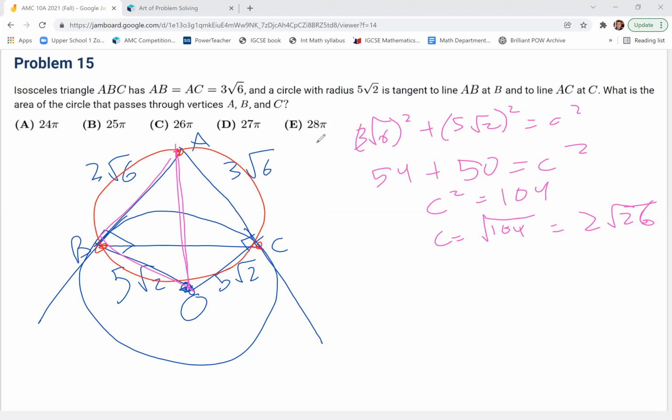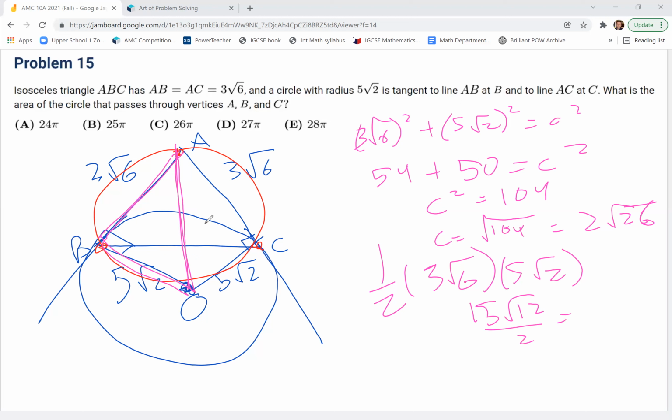Now, I can also find the area of triangle ABO. I can find that by using 1/2 times 3 root 6 times 5 root 2, which would be 15 root 12 over 2, which is 15 times 2 root 3 over 2, or 15 root 3. So I know that the area of triangle AOB is 15 root 3.